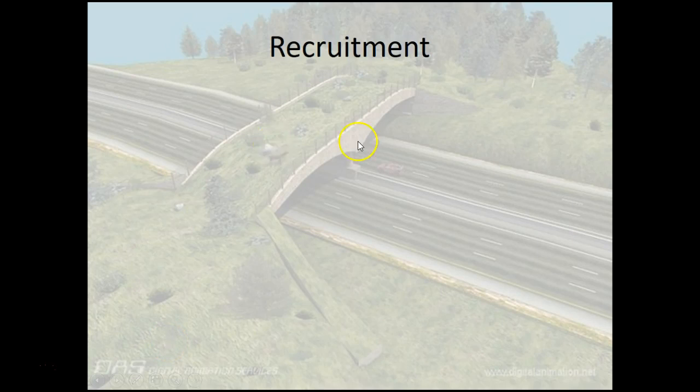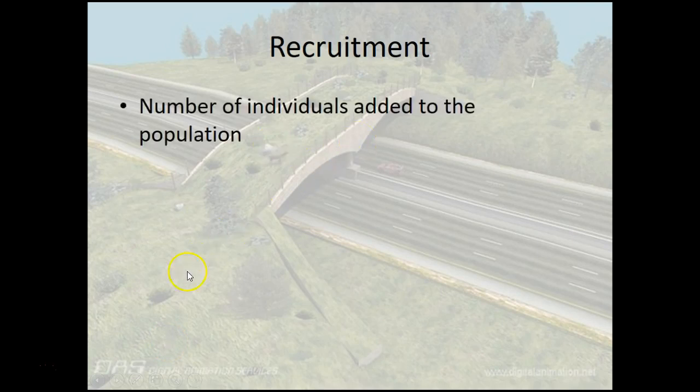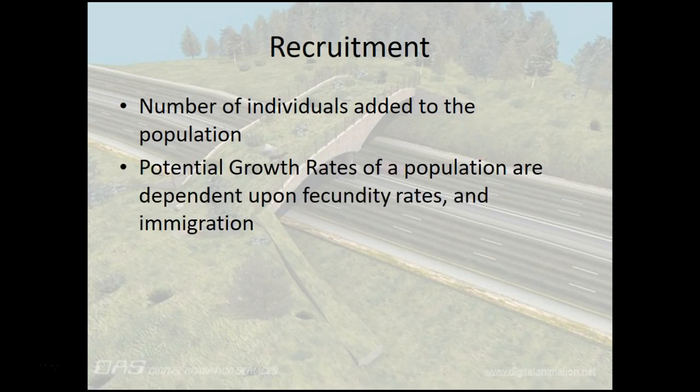Now let's talk about that term recruitment, and we've already talked about it a little bit, but the number of individuals added to the population, the potential growth rates of a population then are dependent upon both the fecundity rates, what's your potential, and the potential for immigration. So we're going to move more to that potential for immigration. We've focused with recruitment so far as number of young and offspring added to the population that survive to adulthood to reproduce, right? But immigration adds to the recruitment as well, and we need to figure out what might prevent or encourage immigration into an area.